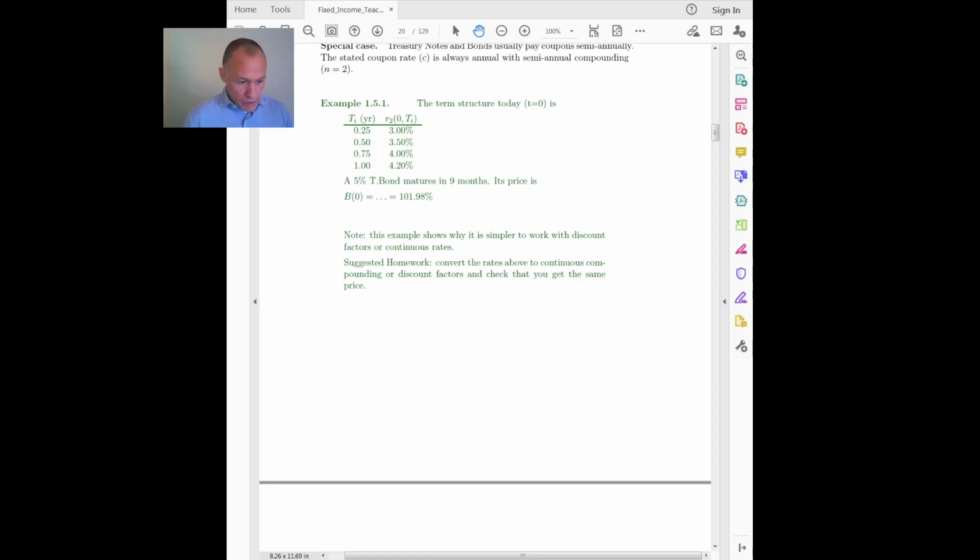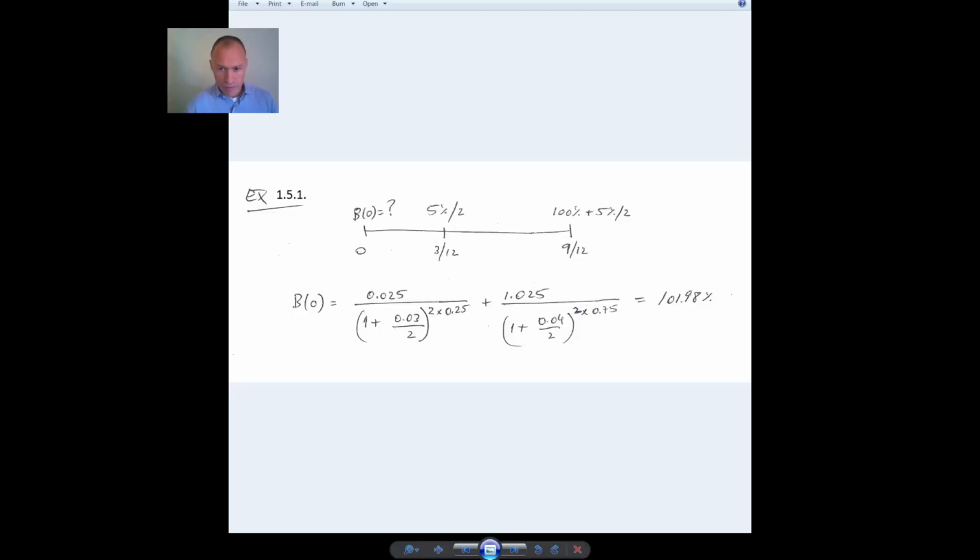So let's look at the timeline. Here people sometimes get a little bit confused with this, so let's do this once carefully. I am here at time 0 and I want to find the price of the bond today. This is my unknown. What I know is that maturity is 9 months from now, and it's always the case that at maturity I get face value and the last coupon. The coupons are semi-annual, so 5% divided by 2.